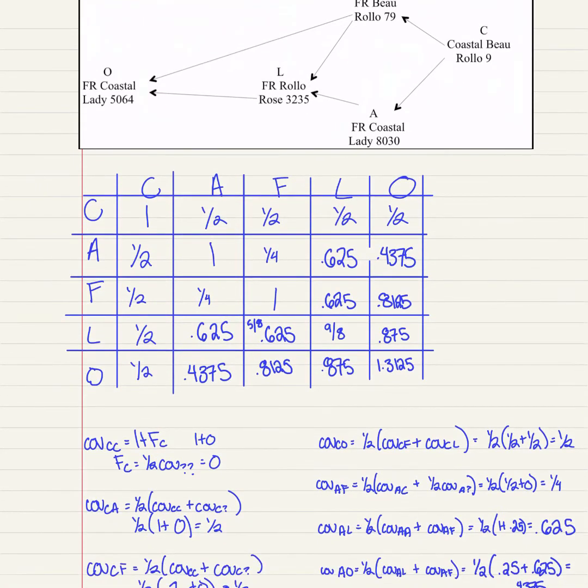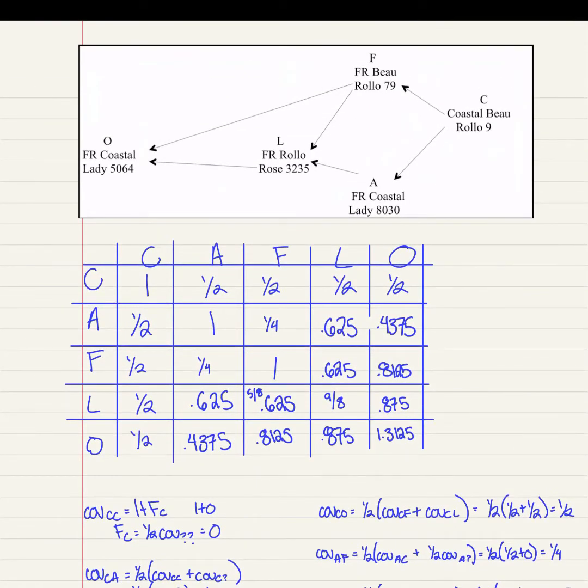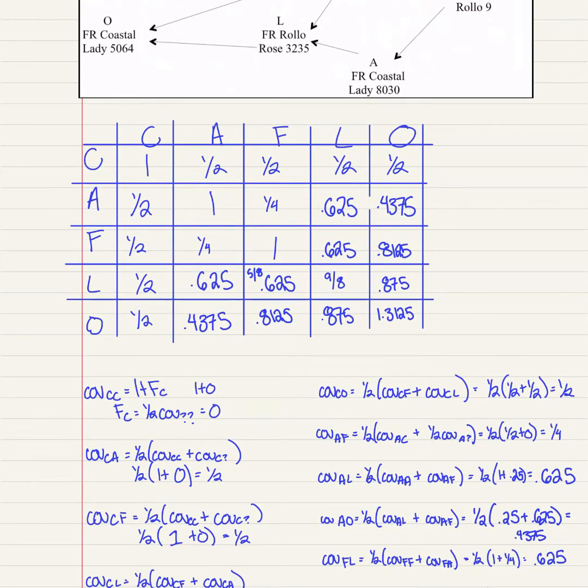So let's remember for an animal in itself, so the covariance of C with C, we have 1 plus the inbreeding coefficient of C. We don't know anything about C's parents, so we're going to assume that C is not inbred. So the inbreeding coefficient of C is 0. So this value right here is going to be 1 plus 0.